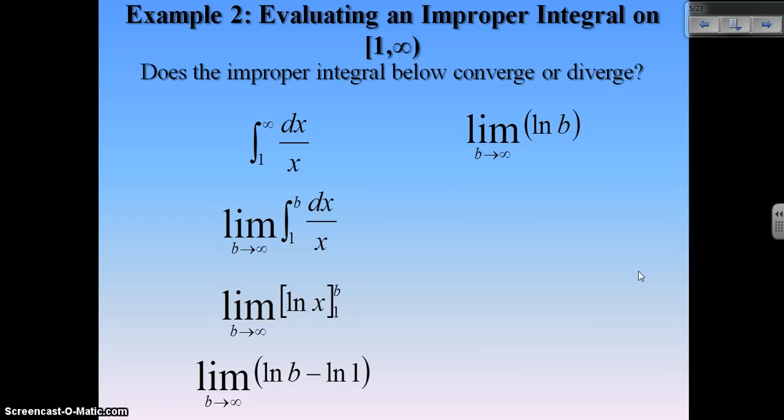Now I can plug in my infinity, and I have natural log of infinity, and if you were to sketch the graph, you see that although natural log starts to level out, it never truly levels out. It keeps climbing forever and ever. So that would also be infinity. And if it is infinity, we know that that means that the function diverges.